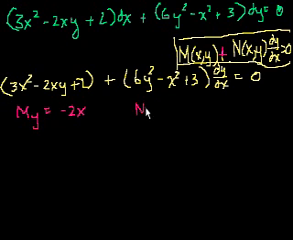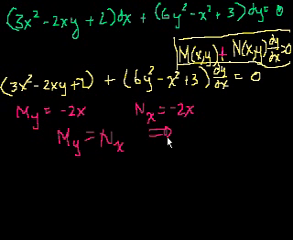What's the partial of N with respect to x? This would be 0. This would be minus 2x. So there you have it. The partial of M with respect to y is equal to the partial of N with respect to x. So we are dealing with an exact equation.